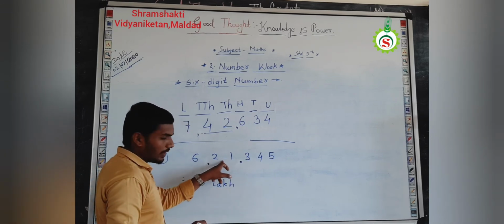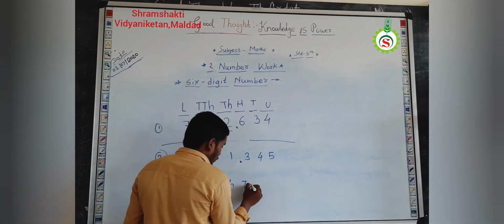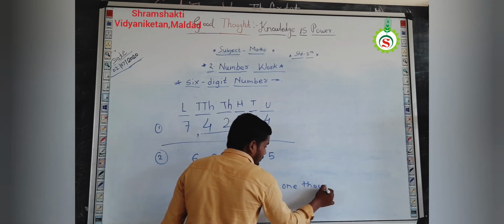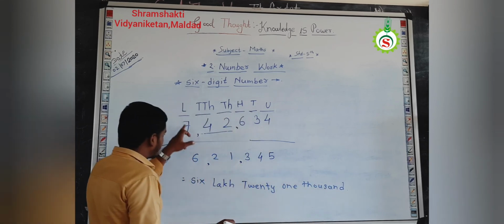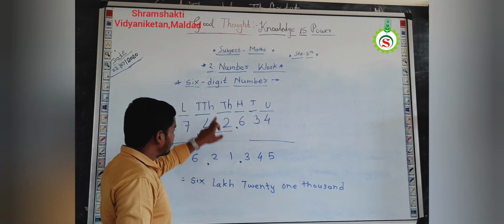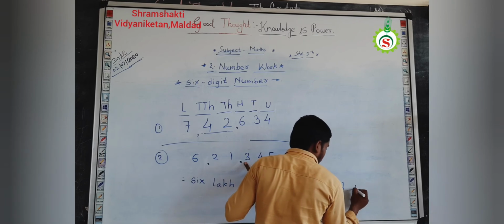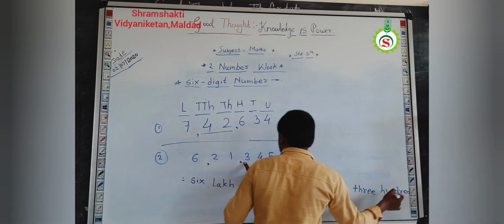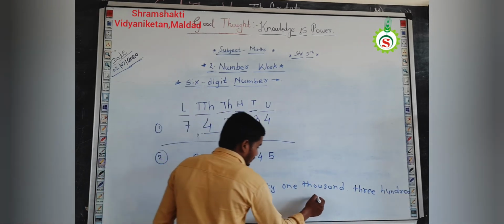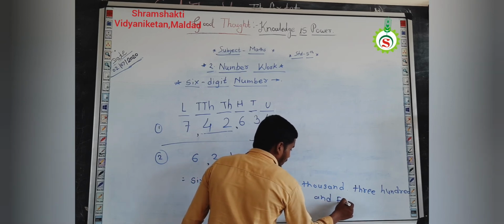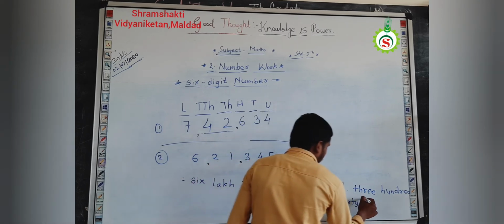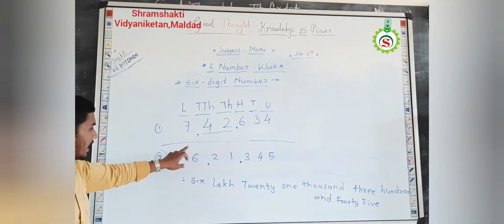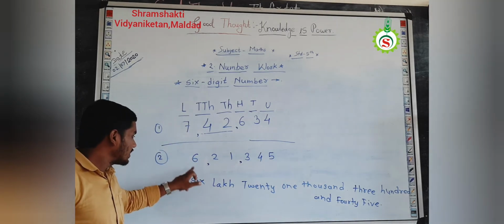6 lakh. After that, 21 is 1000, so 21,000. 6 is at the place of lakh. That's why 6 lakh 21,000. Now 300 and the remaining 45. That's why 345. That means it is simple. Like a 5-digit number, you can also read or write the 6-digit number.